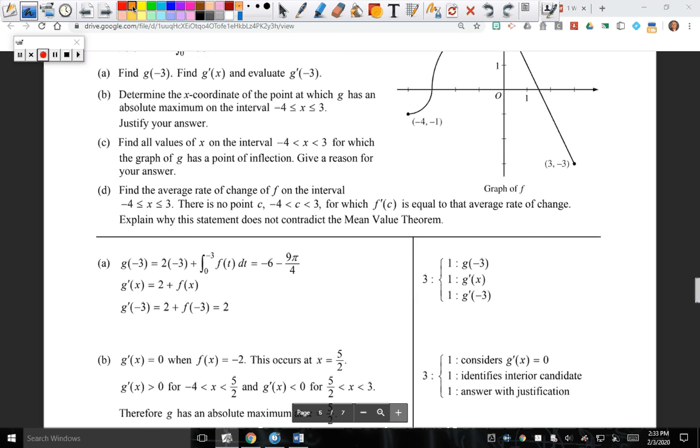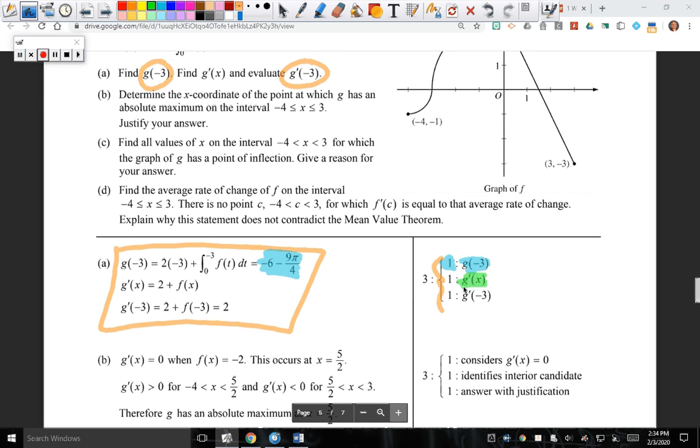Okay? So, for instance, A wants you to find G of -3 and G prime at -3. Here's the key, the work, and here are the point breakdowns that you get. For instance, you will get a point if you know what G of -3 equals. So if you knew this and you wrote it down, you would get 1 point. If you wrote what G prime was equivalent to, you would get another point. And finally, if you wrote down what G prime of -3 was equal to, you would get a point, and you could write it like that, or you could write it like this for your answer.